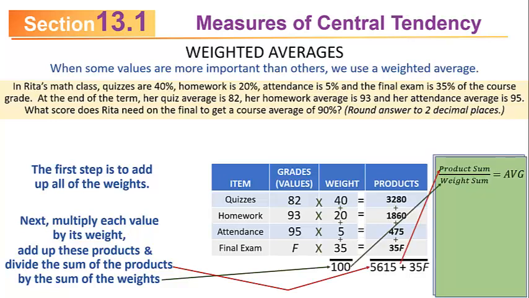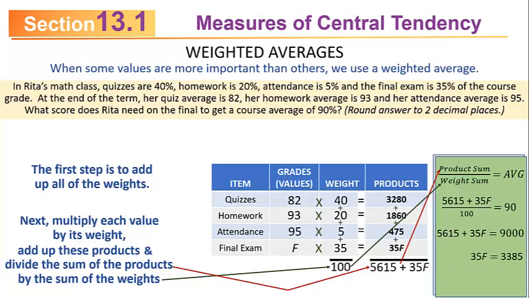And that quotient gives you the weighted average that you're looking for. So in our case, that would be 5,615 plus 35F divided by 100 is equal to the average we want to come up with, which is a 90. And if you multiply both sides of that equation by 100 to get rid of the fractions, you'll end up with 5,615 plus 35F is equal to 9,000.